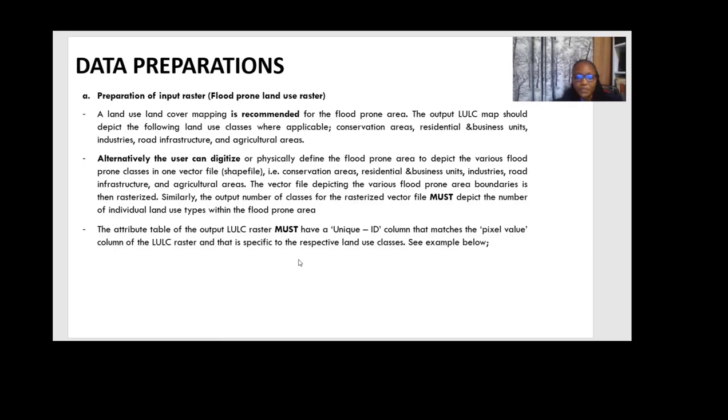The attribute table of the output land use land cover raster must have a unique ID. And why is this important? The unique ID matches the pixel values column of the land use land cover raster. And then this particular unique ID will be used to insert some more information or data from a CSV file that must be prepared, providing information about these residential areas. And the information that is provided in this CSV file can be visualized in the next slide.